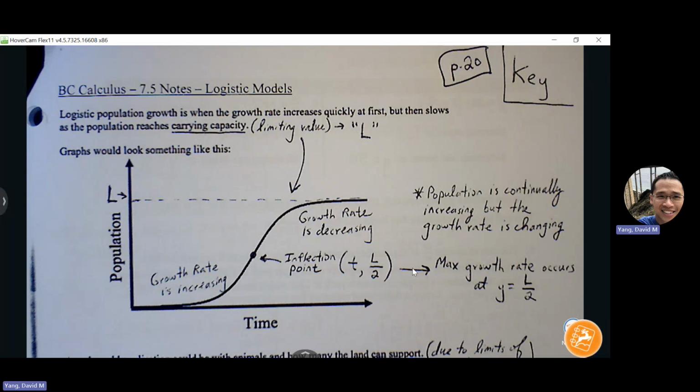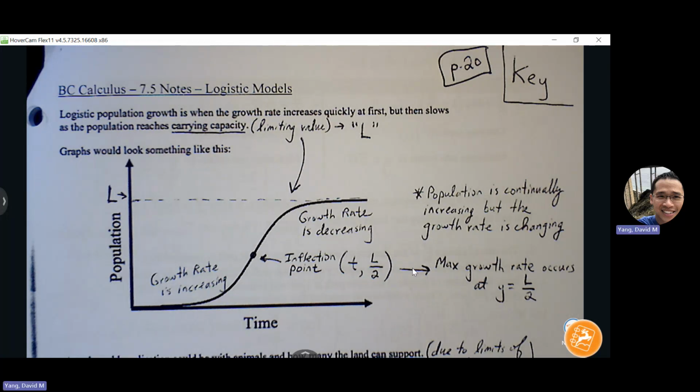So initially your growth rate is increasing. You can tell by the fact that it's concave up, right? Your rate of change is increasing. Here, the slope is still positive, but it's concave down. So my growth is increasing, but my growth rate is decreasing. Or the population is increasing, but the growth rate is decreasing.